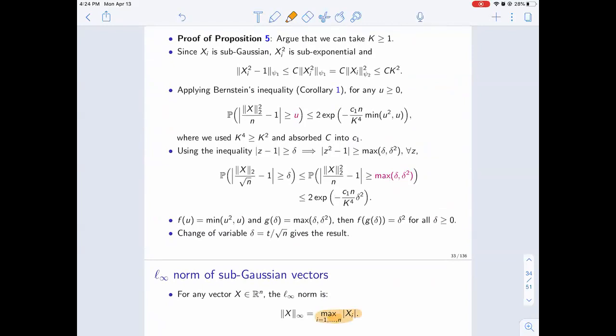So suppose I have a similar setup. I have a vector with independent sub-Gaussian entries. Does anyone know what the order of the infinity norm would be?